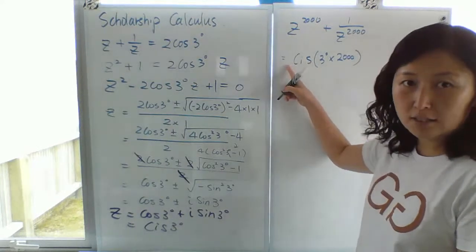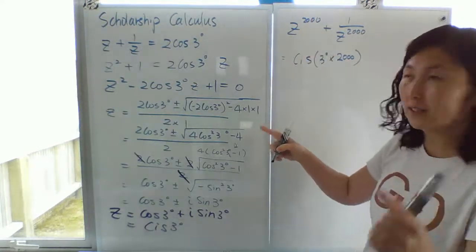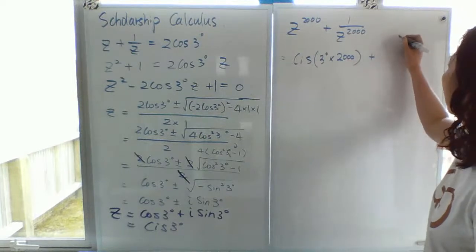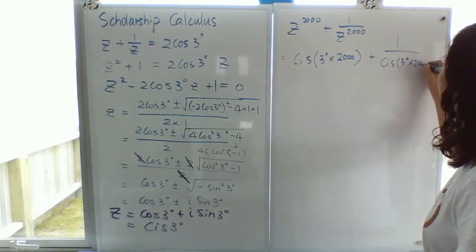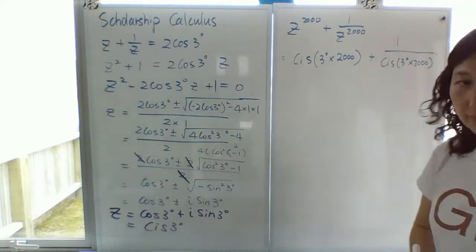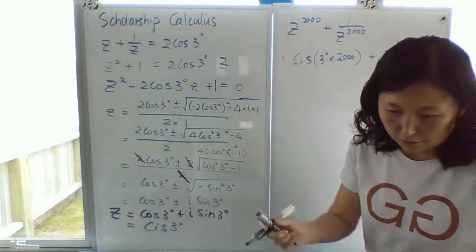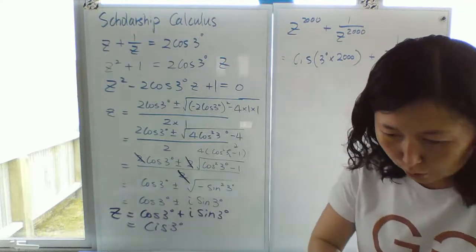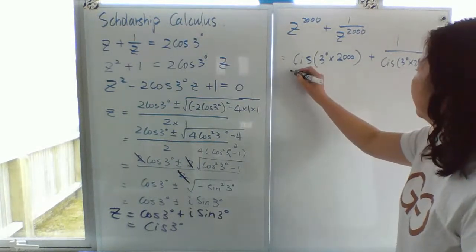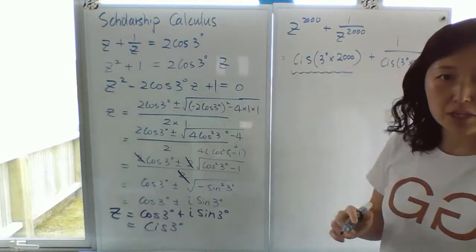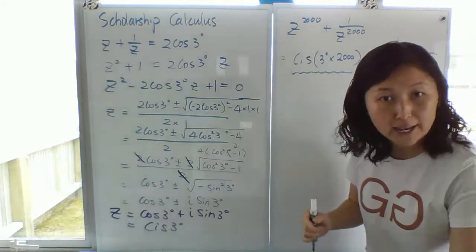Remember, the modulus is 1, so 1 to the power of 2000 is still 1. And then we have 1 over cis 3 degrees times 2000 here. Okay. Now, before we do that, just quickly have a look at this part. I don't want to go further because the number is getting really big and it doesn't really help me.